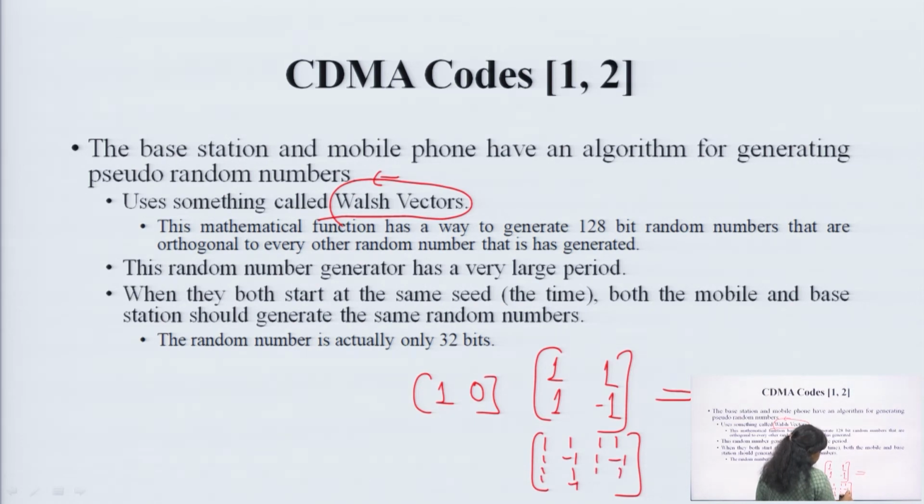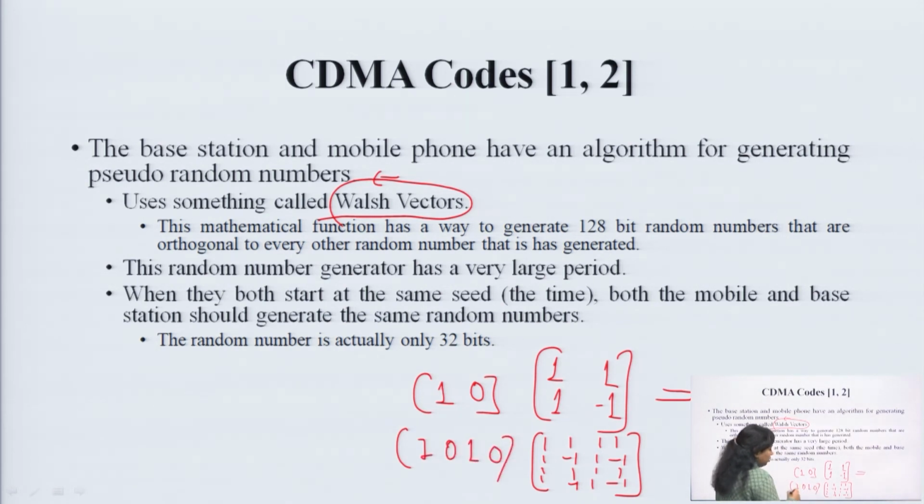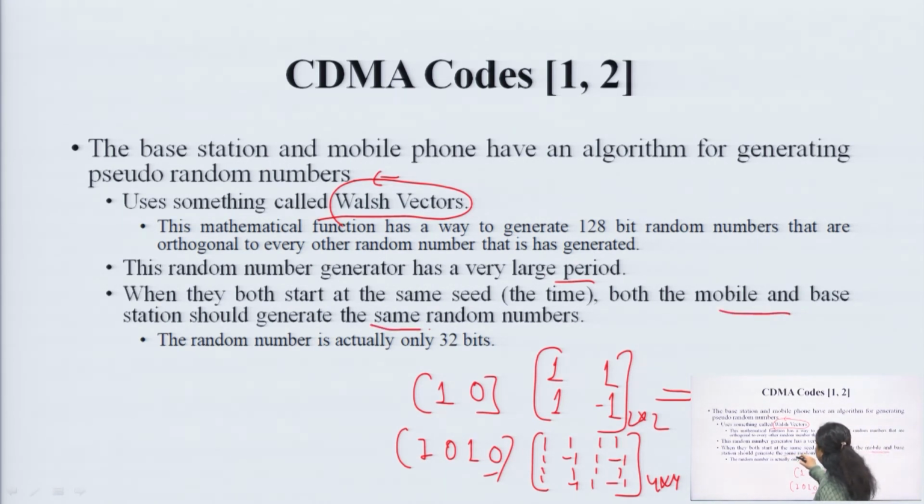If the data bits are 4 digits long, then you require a 4 cross 4 matrix. So, this is a 2 cross 2 matrix, this is a 4 cross 4 matrix. These are the two Walsh tables. This random number generator has a very large period when they both start at the same seed. Both the mobile and base station should generate the same random numbers. The random number is actually only 32 bits long.